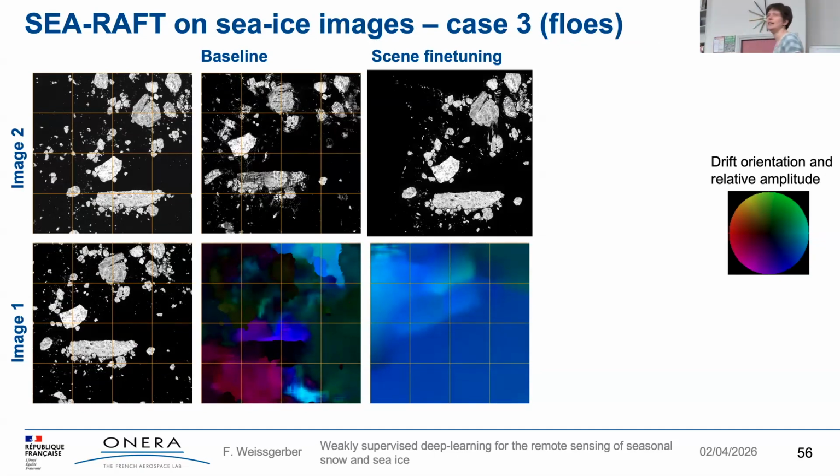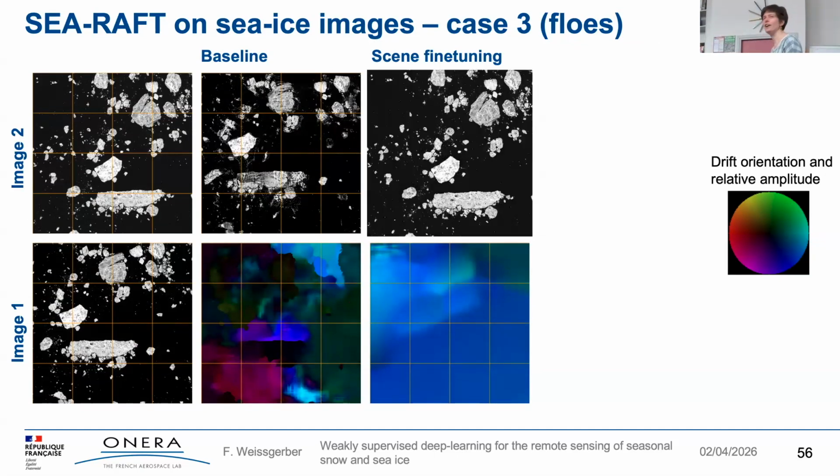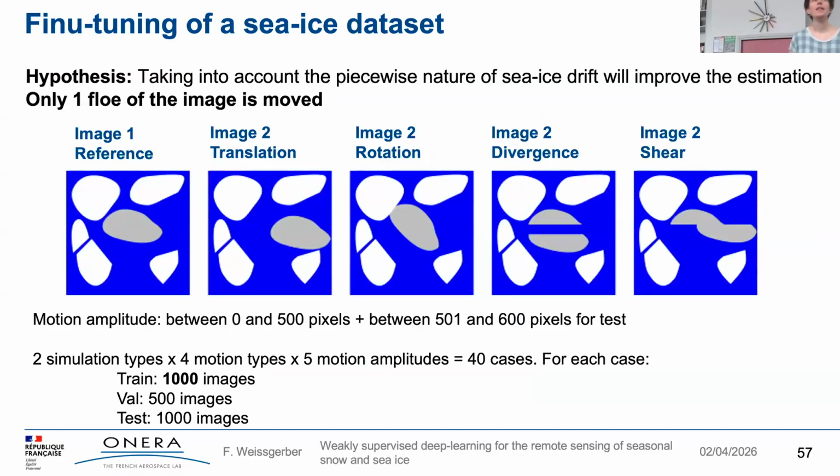But Uda said, okay, I think I can do better. So she decided to basically only move one image, one floe in her image instead of moving the full image. And she did that using SAM. So using the Segment Anything Model, she selected floes in her image, applied again the same transformation.